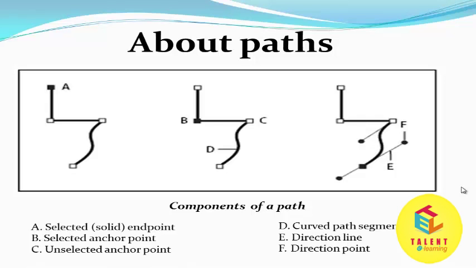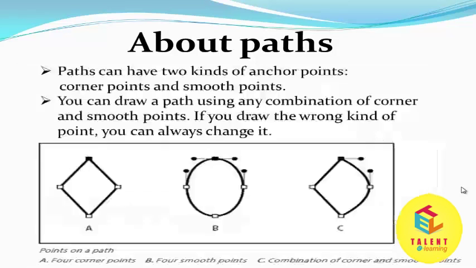This is the example of components of a path. Here A is a selected endpoint, B is a selected anchor point, C is unselected anchor points, D is a curved path segment, E is a direction line, F is a direction point.